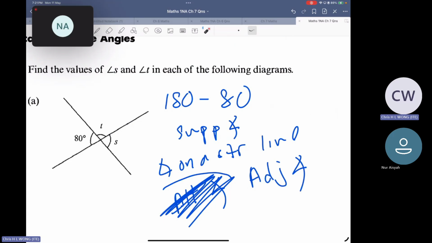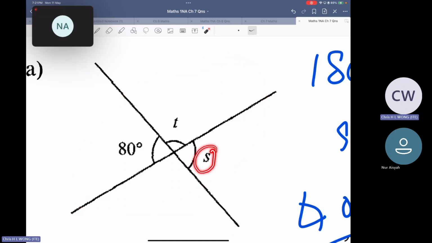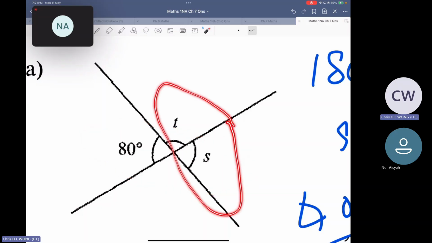Okay, to find t. How to find t? 180 minus 80, right? If I say to find t, 180 minus t will give you 100, right? Reason? Supplementary angle. Can you find s? Yes. What's s? Also 80 degrees. What's the reason? Vertically opposite angle, isn't it? But if you want to use this also, you can, but unnecessary.